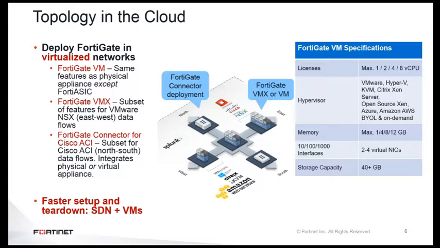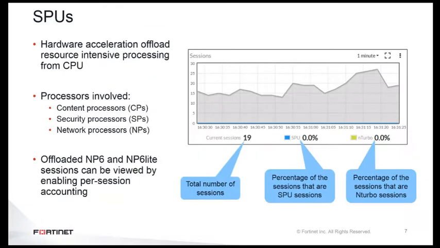FortiGate VM is deployed as a guest VM on the hypervisor. FortiGate VMX is deployed inside a hypervisor's virtual network between guest VMs. FortiGate connector for Cisco ACI allows ACI to deploy physical or virtual FortiGate VMs for north-south traffic. All Fortinet hardware acceleration hardware has been renamed Security Processing Units, SPUs. This includes NPX and CPX processors.